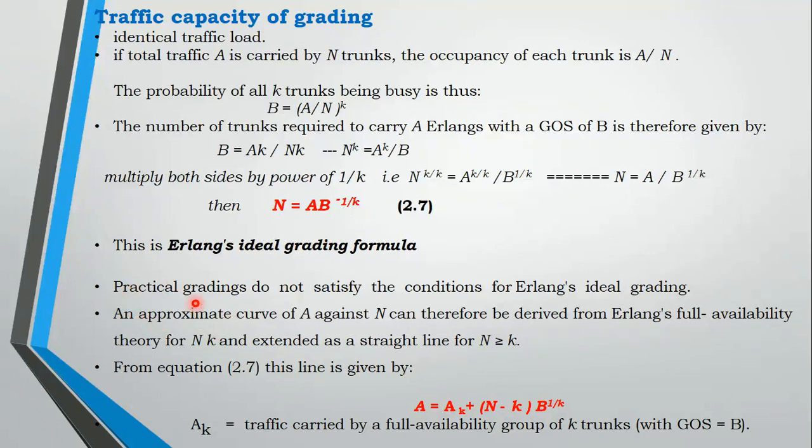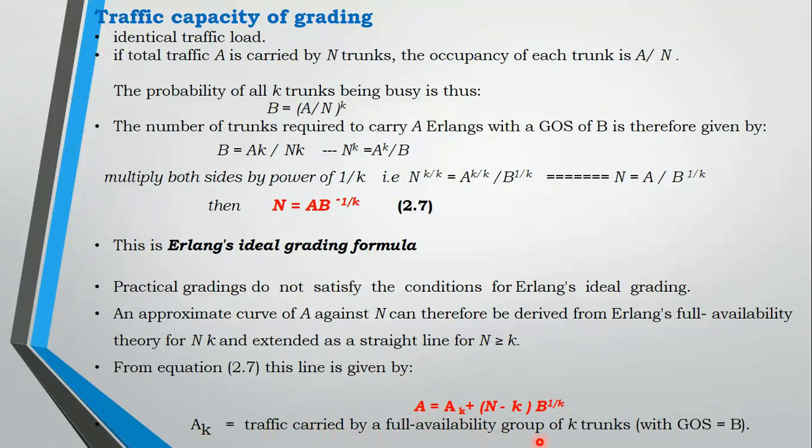For that purpose, if you go on tracing the availability formula, that means full availability for more than the number of trunks, the number of trunks will be more compared to the availability. We'll have some approximate equation. We'll get an exponential curve for that. The approximation equation is A is equal to Ak plus n minus k multiplied by B to the power of 1 by k. If the traffic of availability is known to you, easily you can find the total traffic of that network. Ak is what?